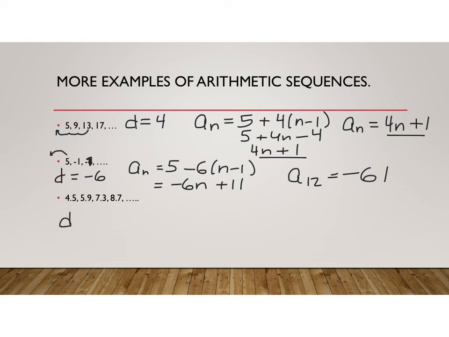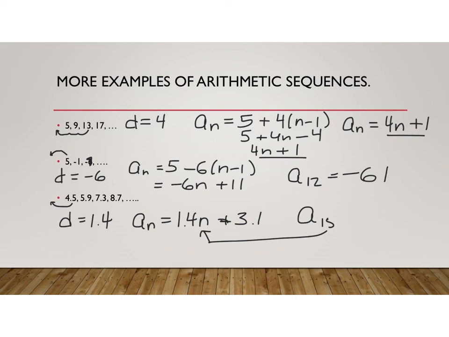This next one looks like it has a common difference of 1.4. So for this formula, if I just use that shortcut, which I like to do for arithmetic, it'd be 1.4 times n, plus the term before the first one, which would be 3.1. If I was asked to find the 15th term, I would just plug 15 in for n, take 1.4 times 15 and add 3.1. So these are examples of how to find a specific term of an arithmetic sequence. There will be another short video dealing with recursive formulas and how to find the sum of arithmetic series.